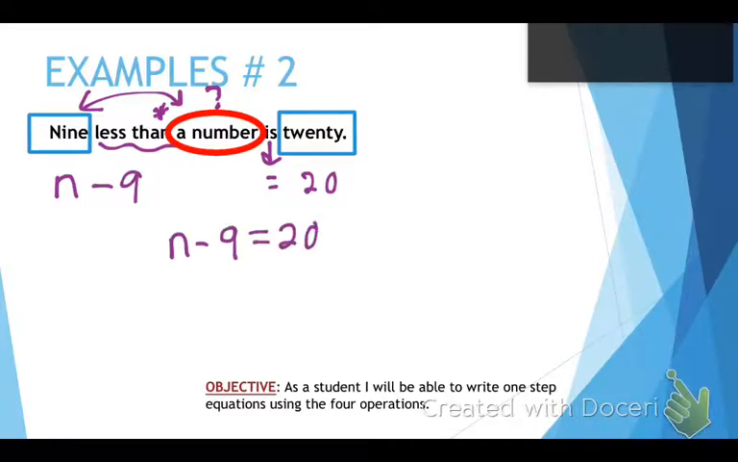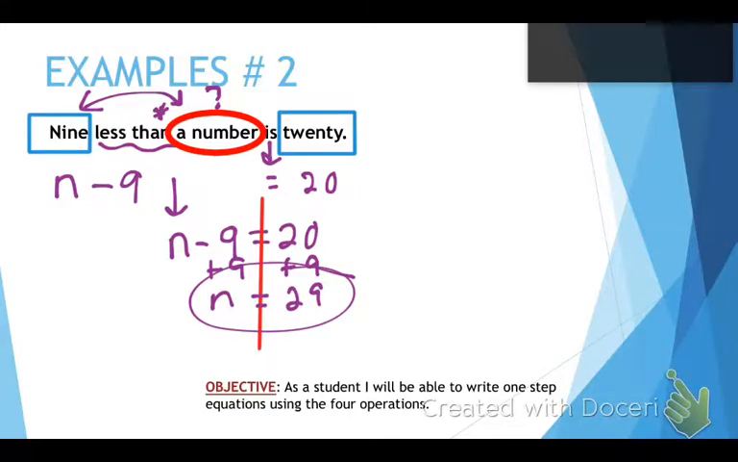And I can solve these at any time. All I have to do is simply draw my line, identify where the variable is, do the inverse operation, so plus 9 from both sides, and that would be n equals 29. So I could have solved that. Now, did I need to? No, because we're simply writing them. But I can show you that you can write them, which you're going to do in your next video.